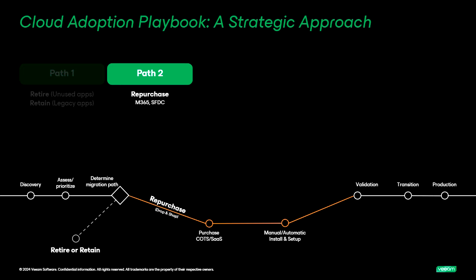Next up is looking at repurchase models. Another way of phrasing this is drop and shop. A good example of this is maybe Exchange on premises or Active Directory.